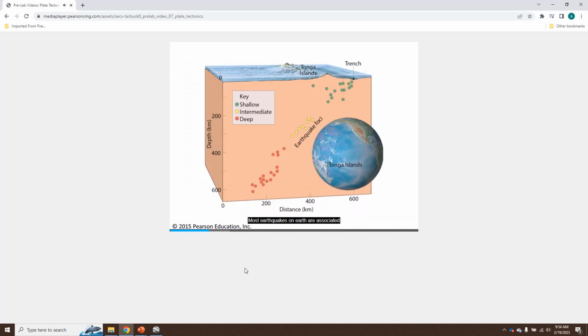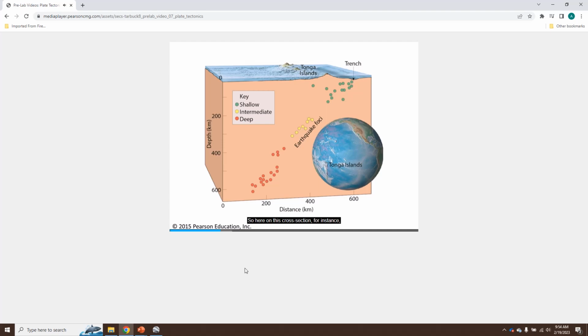Most earthquakes on Earth are associated with plate boundaries, about 95% of them. And some of those earthquakes are at the Earth's surface, in other words, they're shallow. And at other locations, we see a pattern of progressively deeper and deeper earthquakes going into Earth's interior. And these are known as subduction zones.